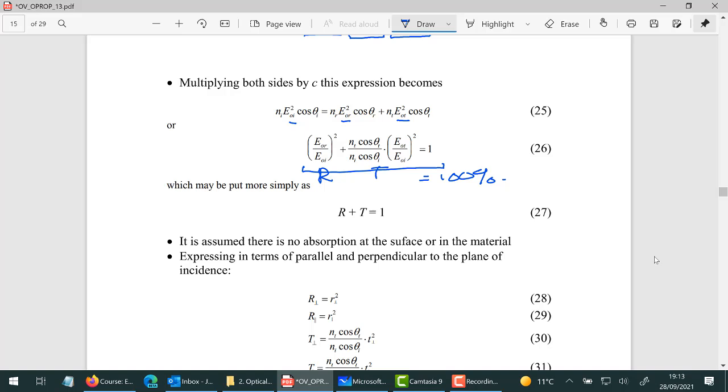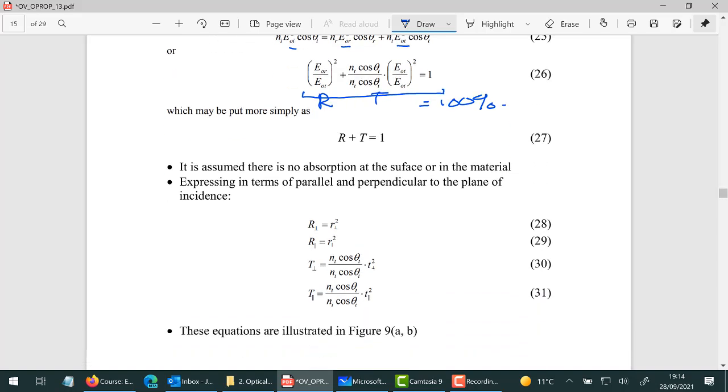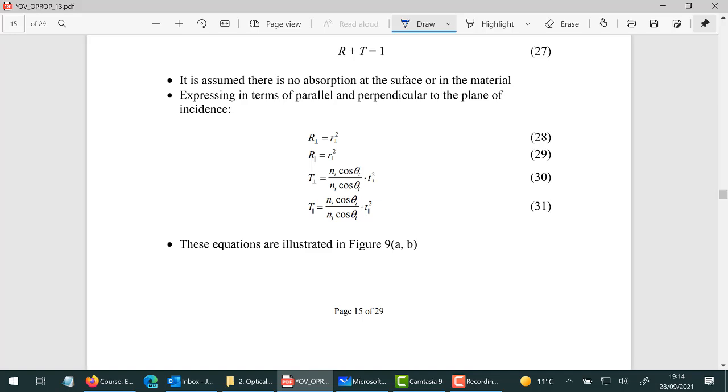If we add together the reflectance and transmittance, then they come to 1. Whatever amount of energy we put in, that energy is conserved, and it's divided into either reflected or transmitted beams, or both. So, relationships between the reflectance and the reflection coefficient for the different polarizations.